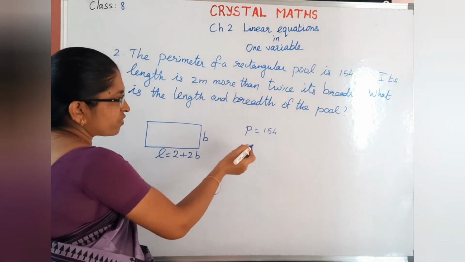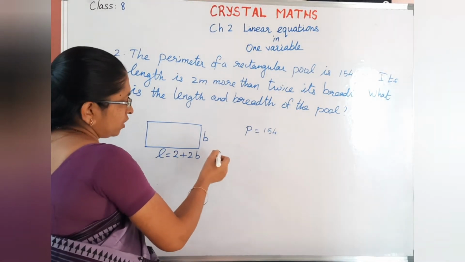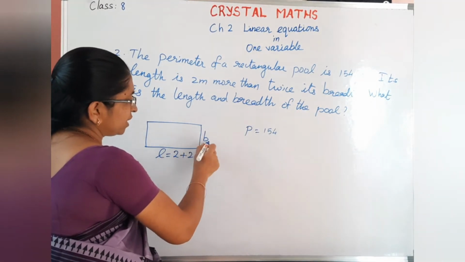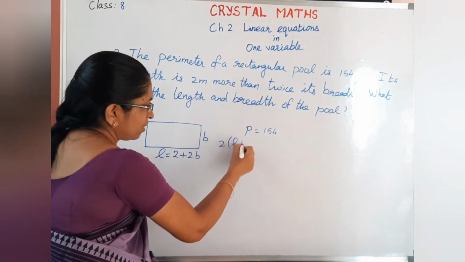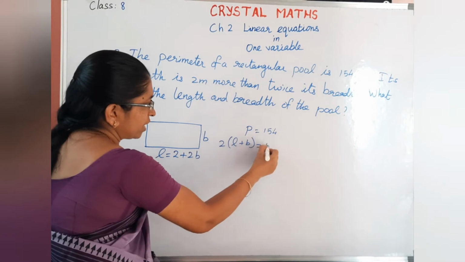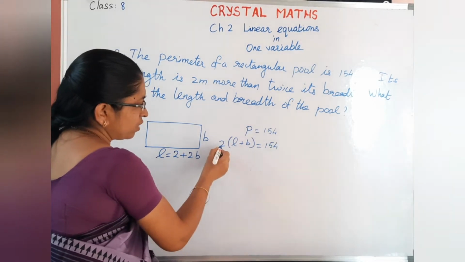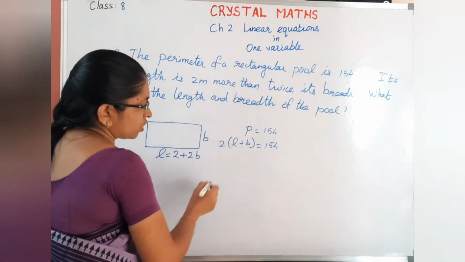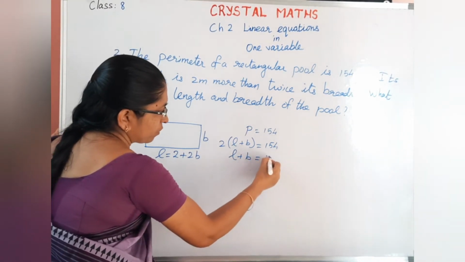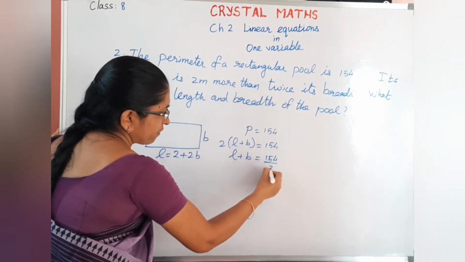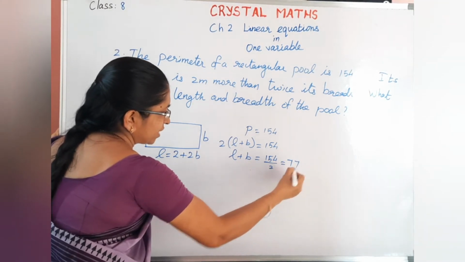We know perimeter of the rectangle is nothing but the sum of the length and breadth, taken twice. That is 2 times L plus B will be the perimeter, that is equal to 154. I am going to take this 2 to the opposite side. So, L plus B equal to 154 divided by 2, that is nothing but 77.